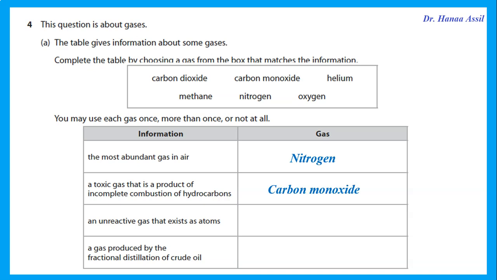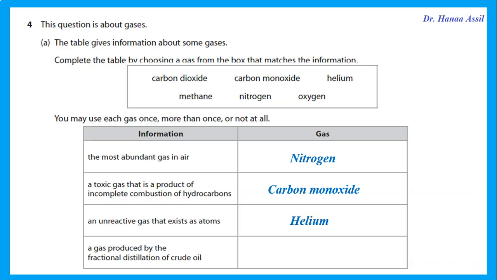They form carbon monoxide, which is toxic. An unreactive gas that exists as atoms. Now, an unreactive gas that exists as atoms is something in group 0 or group 8, which are the noble gases. So the question is, which of these is a noble gas?